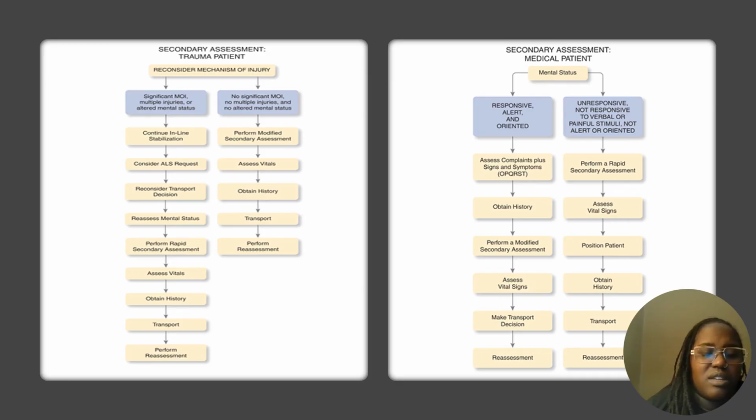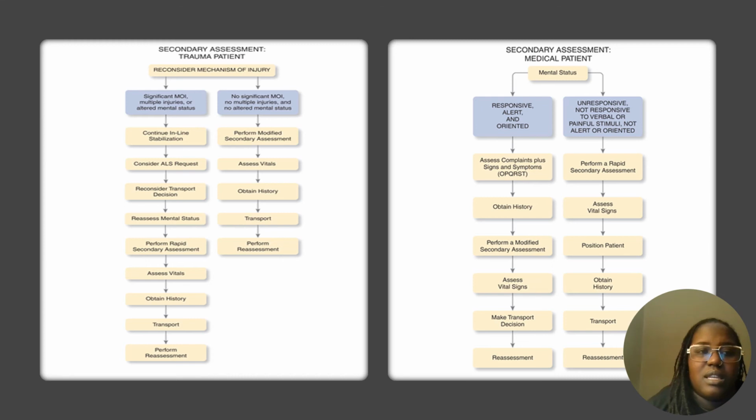We also want to reconsider our transport decision. Does this patient need to go to a trauma center, right? And also, do we need to call in additional resources, like calling in for a helicopter, right? A life flight. We want to make sure that we are reassessing any type of mental status changes. We're also going to perform a rapid secondary assessment on these patients. The rapid secondary assessment is going to be just like a deeper primary assessment, along with looking for any other injuries that could potentially cause fatal wounds. We want to try to treat and stabilize as much as we can.